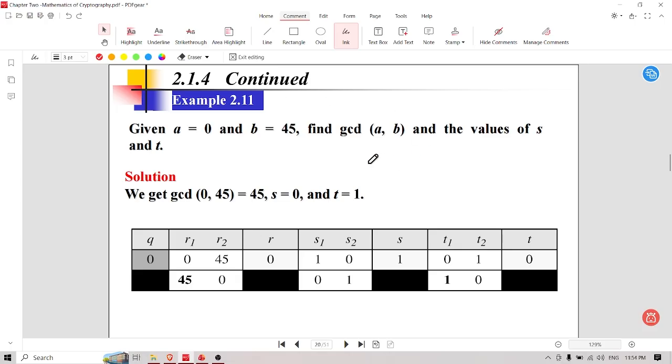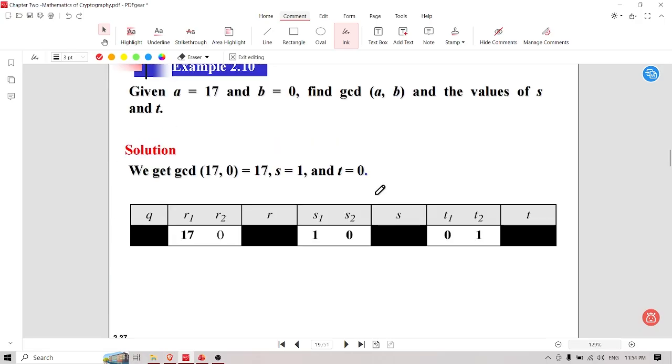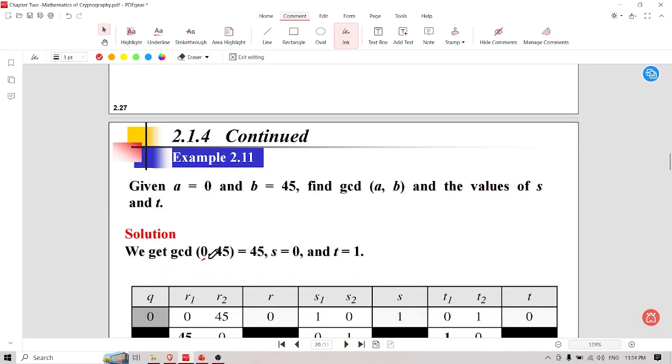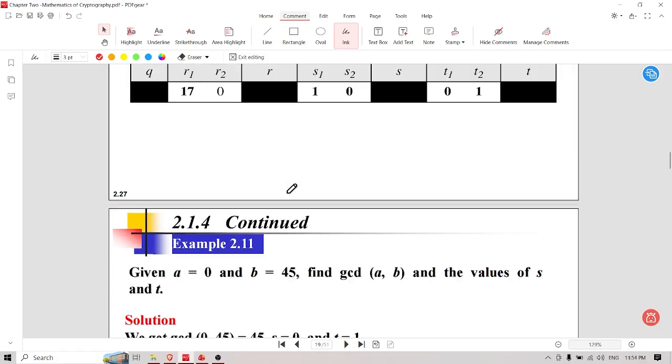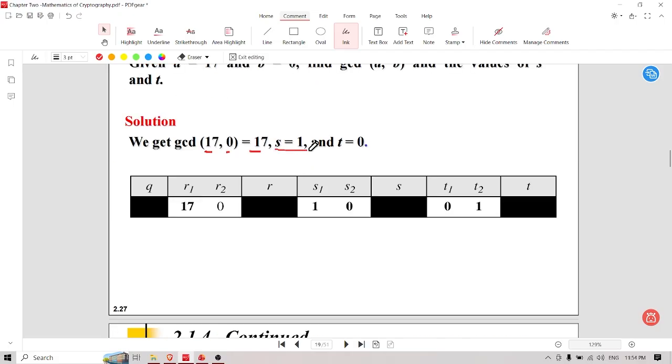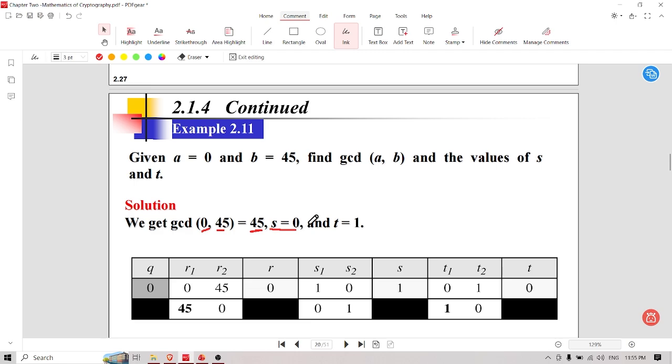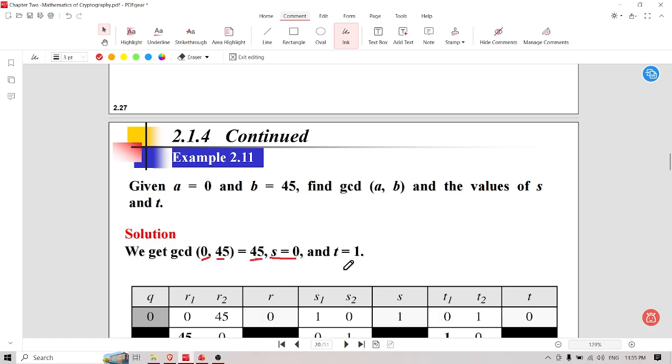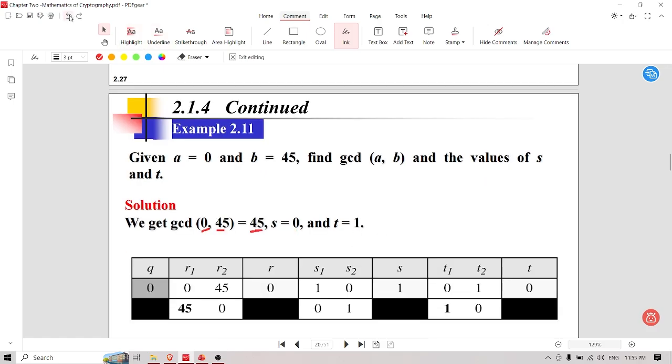Now again, it is the same, 0 and 45, and it would be 45, with 0 and 1. Just take a look here. If it is 17 and 0, it would be 17. Same as here, 0 and 45, it would be 45. However, the changes: S would be 0, not 1. Why? Because the 0 has changed place, so this one will also change. And the T is 0, T would be 1. So it would be vice versa. If the place of the 0 changes, if it is in here, the S is 0. If the 0 is in here, the T would be 0, and so on.